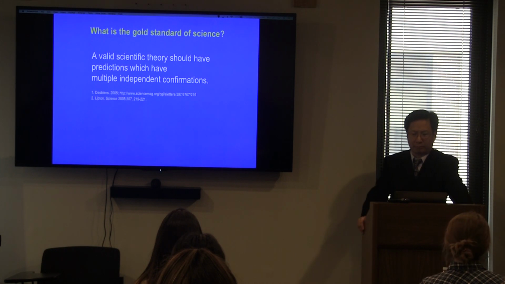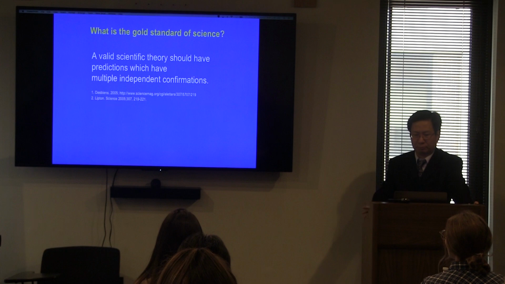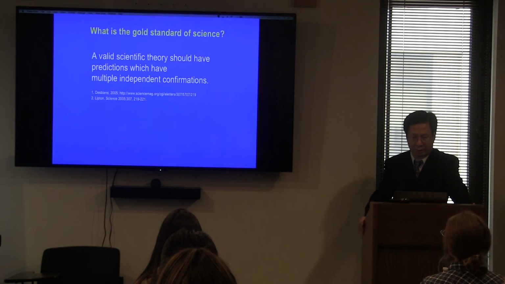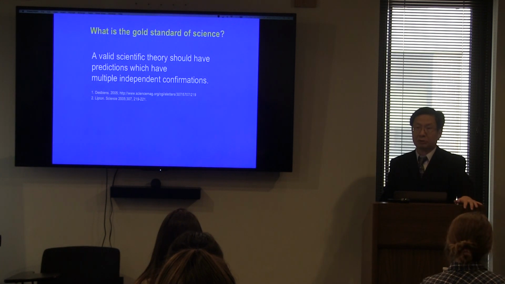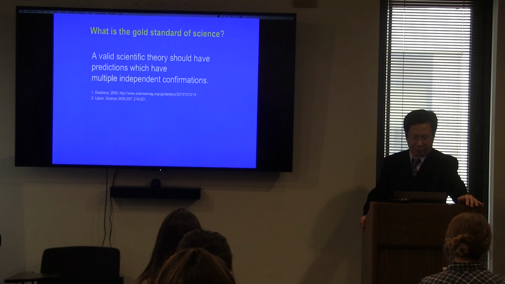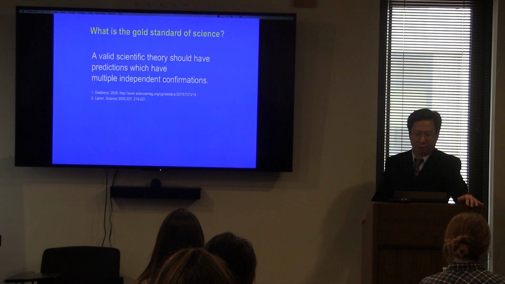So now I'll later on mention the explanation for those effects from the biological model of acupuncture. Regarding the basic science, we know the gold standard of science is that a valid scientific theory should have predictions which have multiple independent confirmations.